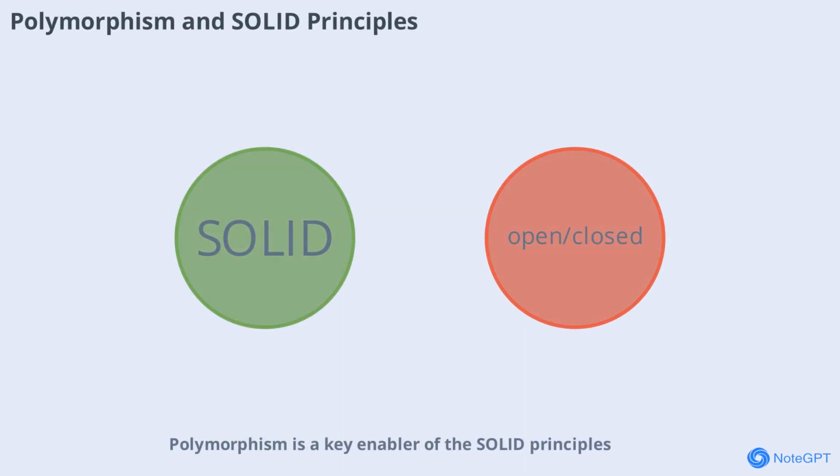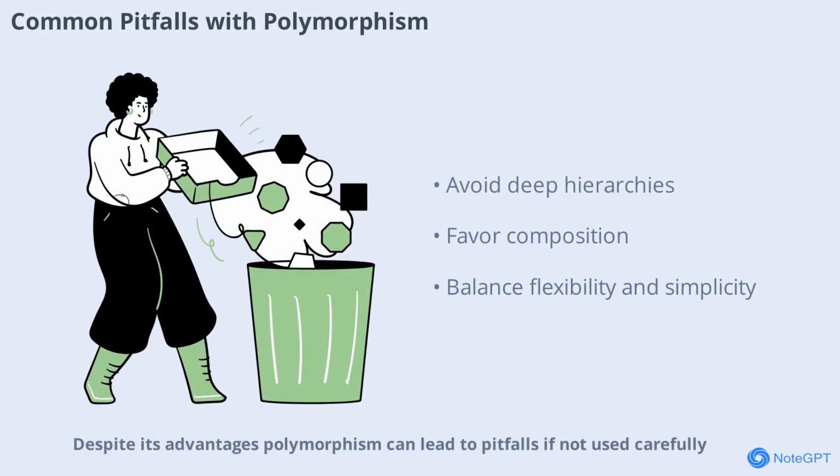Polymorphism is a key enabler of the SOLID principles, especially the open-closed principle and the Liskov substitution principle. By designing systems that rely on abstractions, you can extend functionality without modifying existing code and substitute objects without breaking behavior. Despite its advantages, polymorphism can lead to pitfalls if not used carefully.